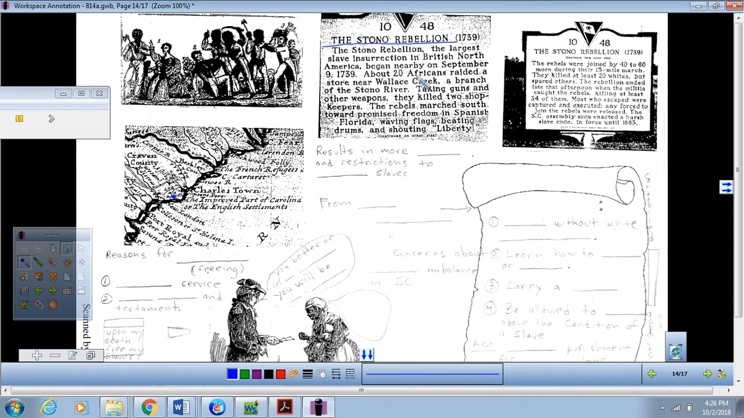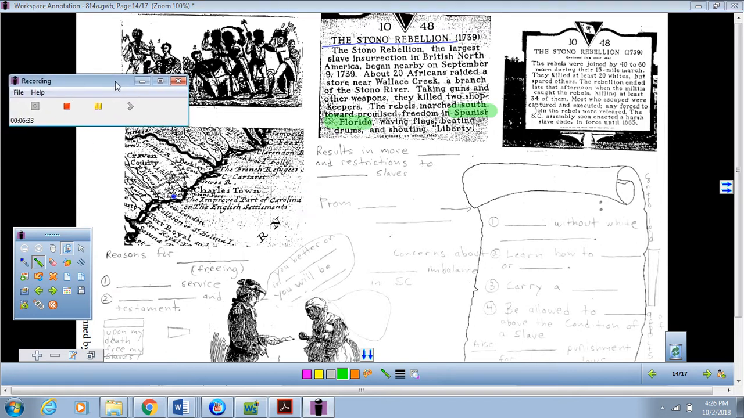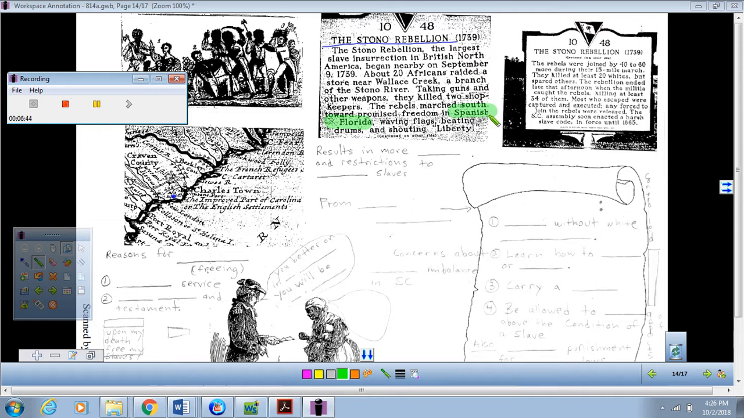It began when 20 Africans raided a store near Wallace Creek, a branch of the Stono River. There they took guns and other weapons. They killed the 2 shopkeepers. The rebels then marched south towards promised freedom in Spanish Florida, waving flags, beating drums, and shouting liberty. The Spanish were actually complicit in the Stono Rebellion because they sent word that any slaves that rebelled against their British masters and made it to Spanish Florida would receive freedom there.